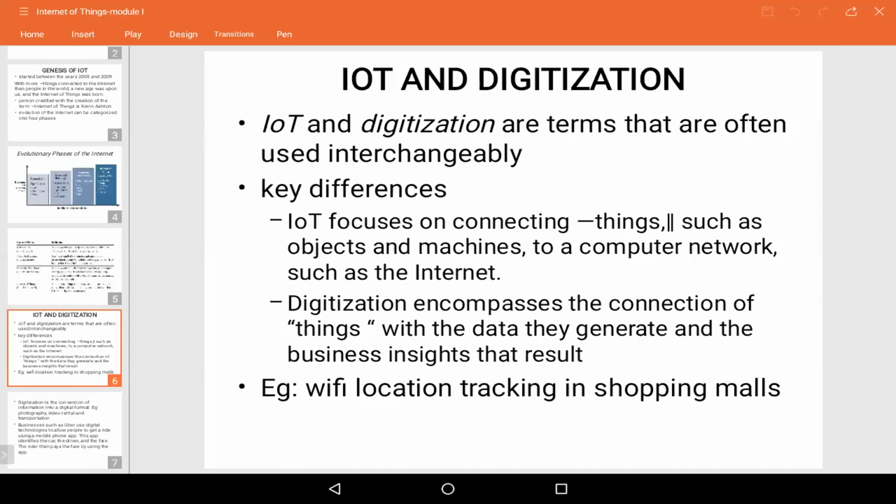For example, after roaming completely over the mall, you land up on the fourth floor for food. When you're tired, you go to the fourth floor. So using this Wi-Fi location tracking, they'll find out where people are moving the most in the malls, so that they can use it for more advertisements, and actually they categorize the price of the shops also based on that.